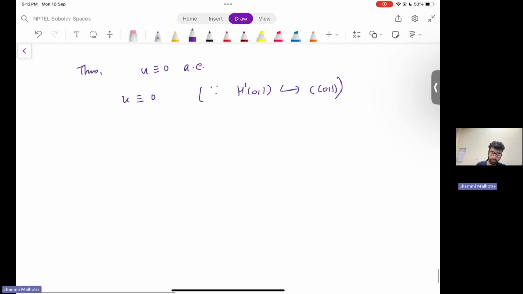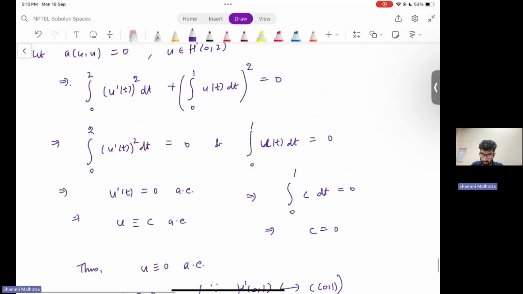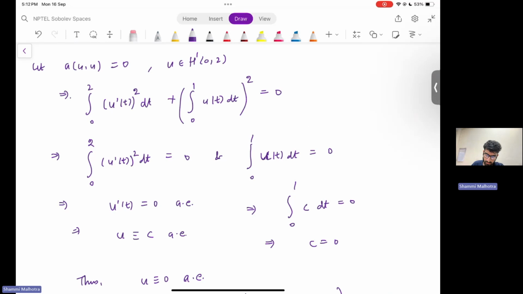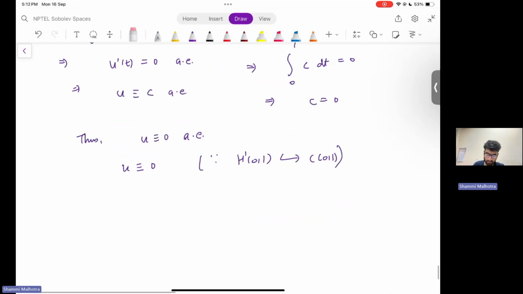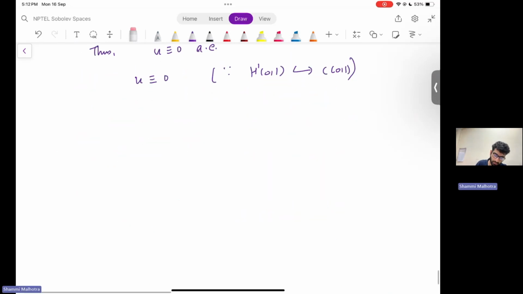Finally, we need A to be coercive. So we can see that coercivity is not directly available because we have this thing not to be a norm. So this is not a norm. So the coercivity is not directly readily available. But we can prove the coercivity in this case. And how do we do that? We use a contradiction argument to prove that this is coercive.